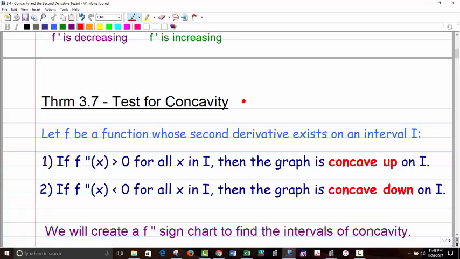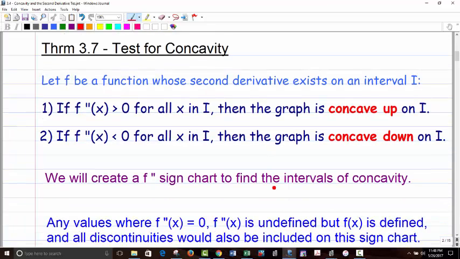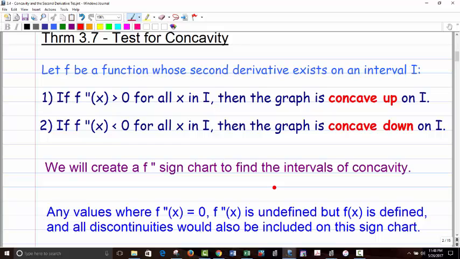Test for concavity. It's going to use a second derivative. If f double prime of x is greater than 0 for all x in an interval I, then its graph is concave up on I. If f double prime of x is less than 0 for all x in I, then it's concave down on I. Now, similar to increasing and decreasing, we're going to make a little sign chart.